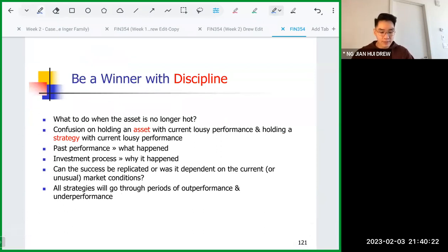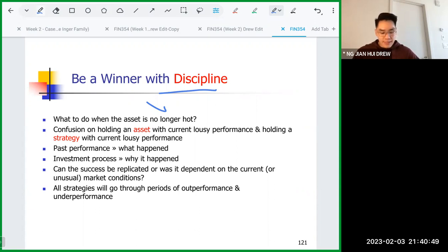Winner, be a winner with discipline. So what this means is that you do not go into assets that are hot, or not hot, or no longer hot. For example, at one period of time there was this stock, GameStop, which was crazy. That was a while back, I think 2 years ago. So are you going for something that's very hot now, or the trendy stuff?